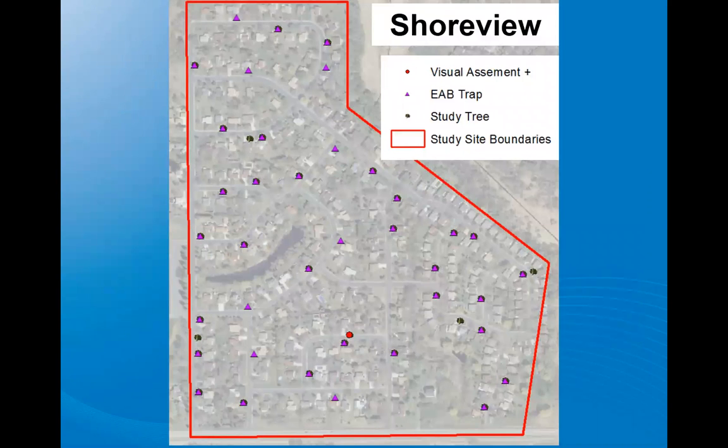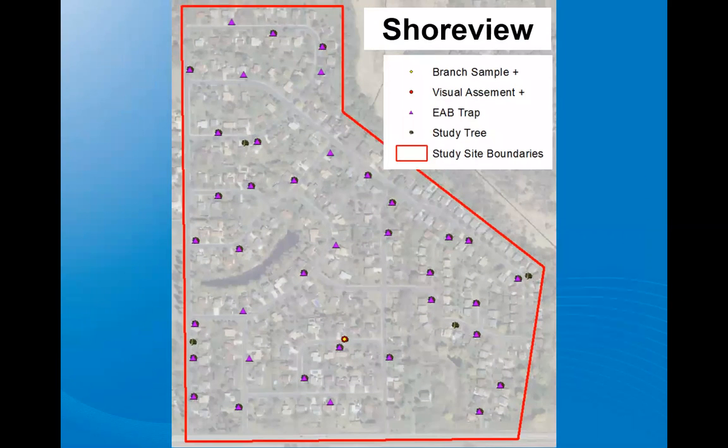Okay, and so when we did that in Shoreview, we had 1 tree that came up as positive from that visual assessment. And then we went back and we took 2 branches from each of these trees and we sampled them for emerald ash borer. And in this neighborhood, we found the same tree infested with emerald ash borer. So none of the other ones could we find any larvae, but in that tree, we did find EAB.